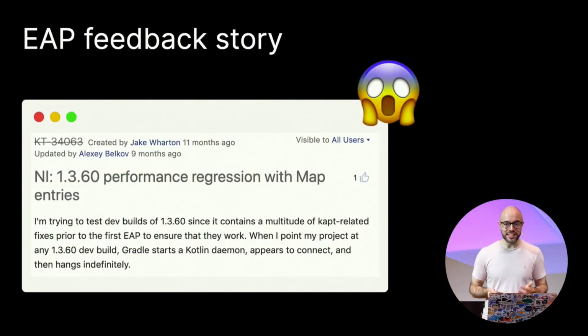One recent example is a problem found by Jake Walton in 1.3.60. When he found out that there would be many changes related to Kapt in the next release, he decided to run a set of tests on his project which uses Kapt heavily. As a result, he discovered that the changes caused that build to hang for an indefinite period of time.